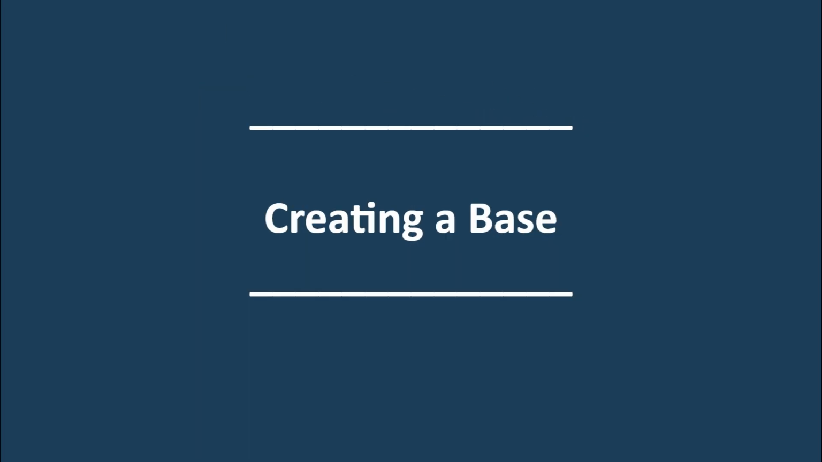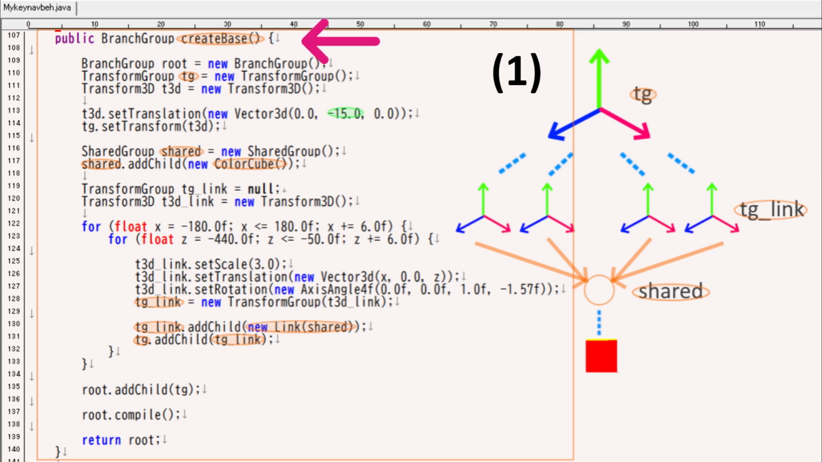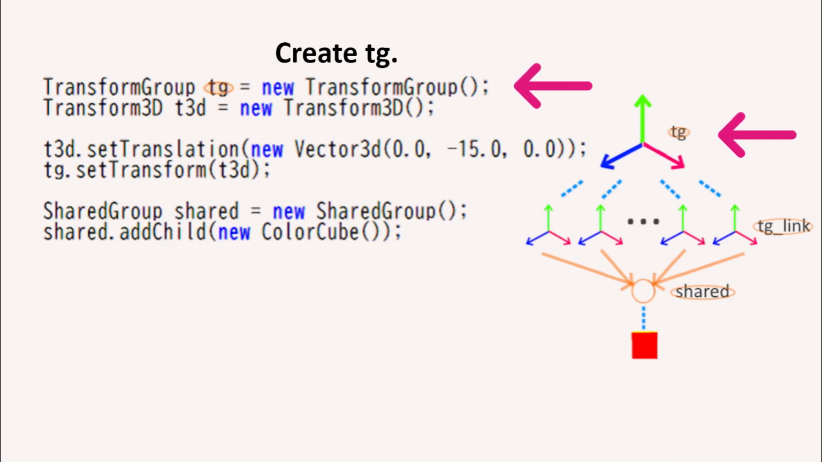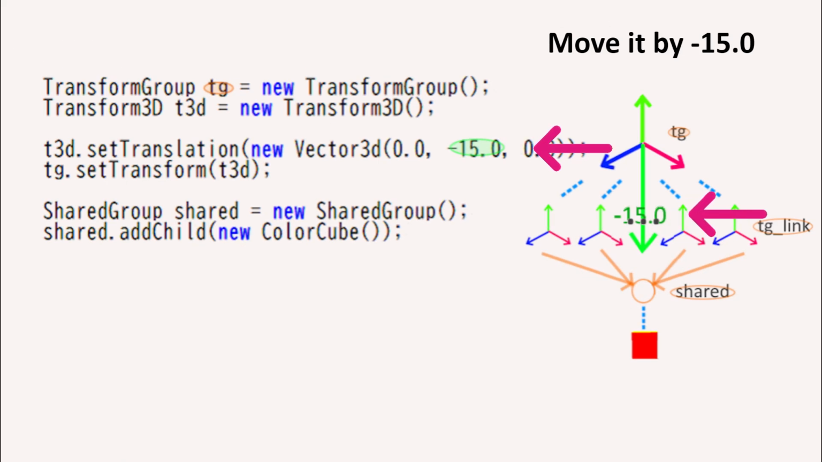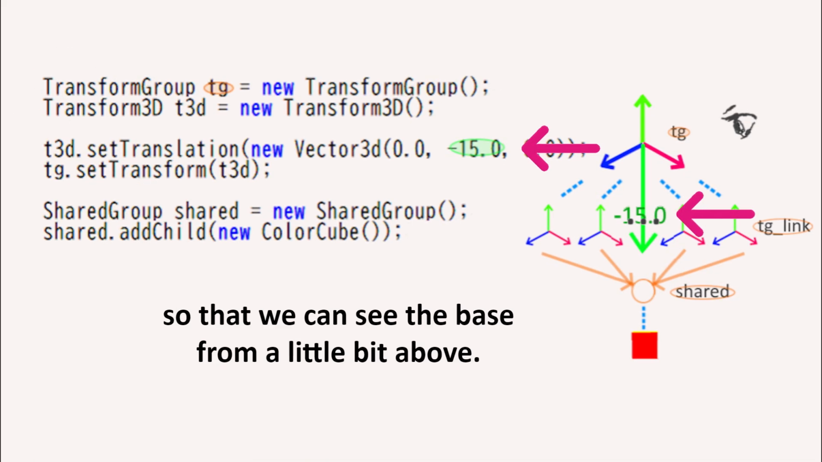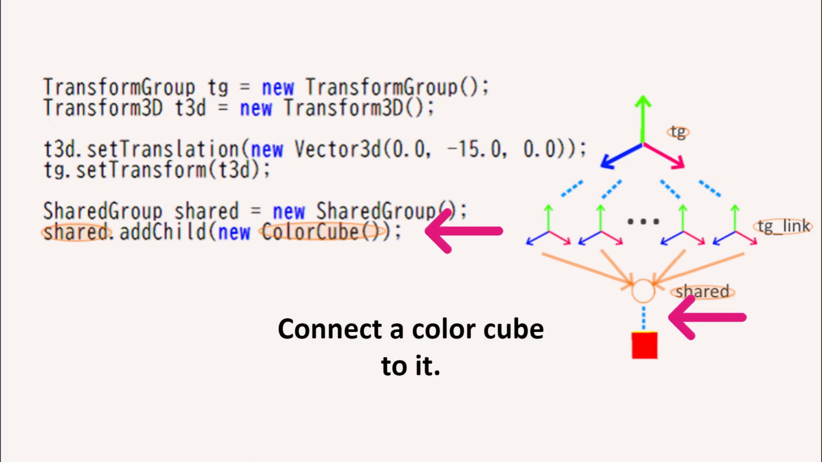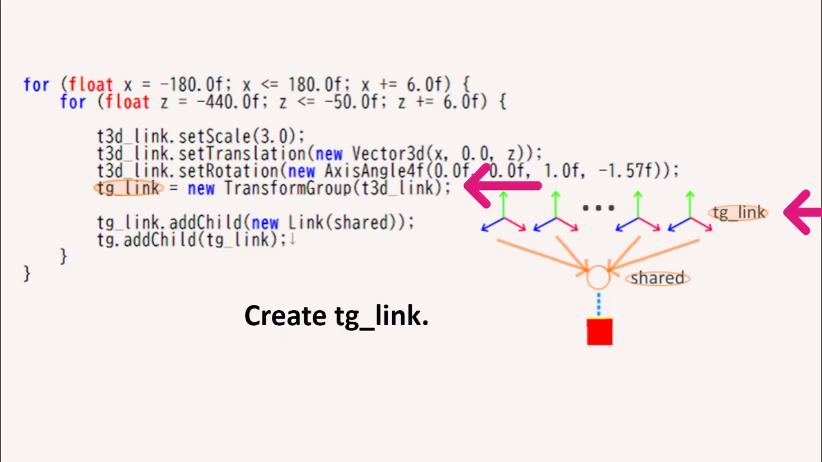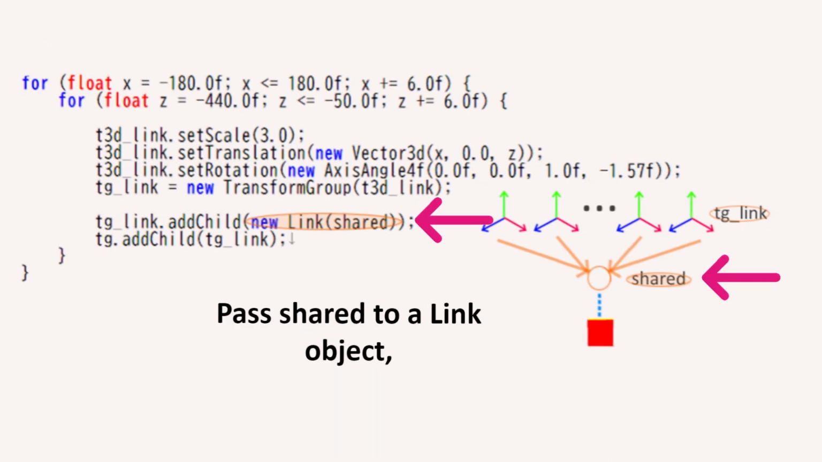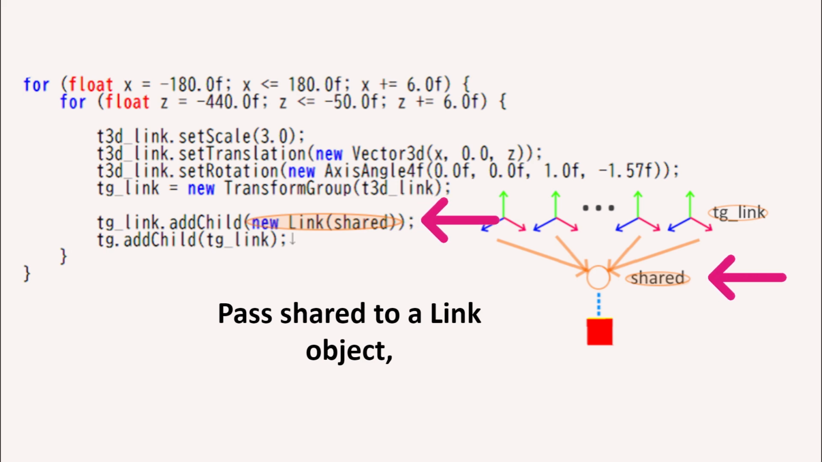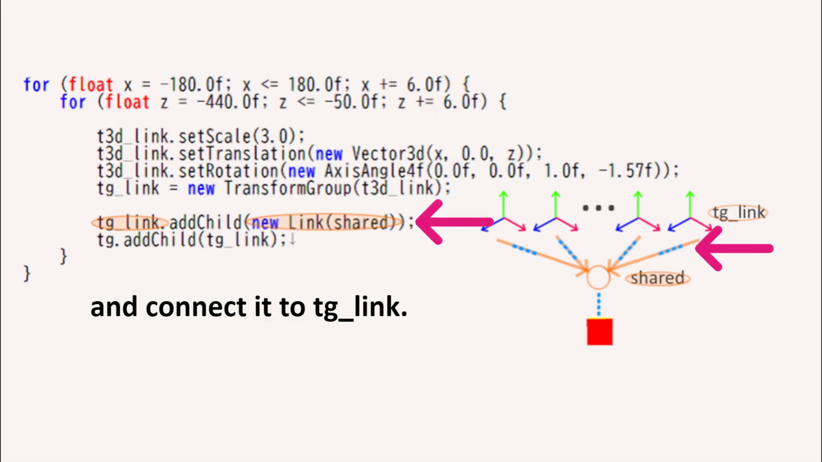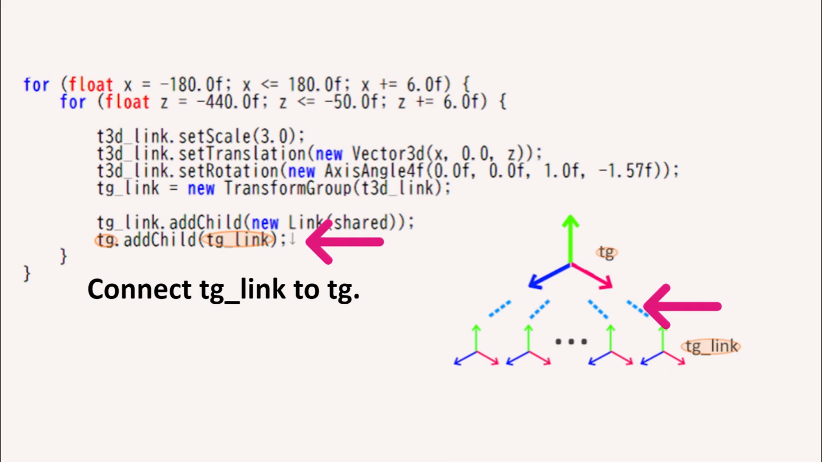Creating a base. 1. Create TG. Move it by -15.0 so that we can see the base from a little bit above. Create shared. Connect a color cube to it. Create TG link. Pass shared to a link object and connect it to TG link. Connect TG link to TG.